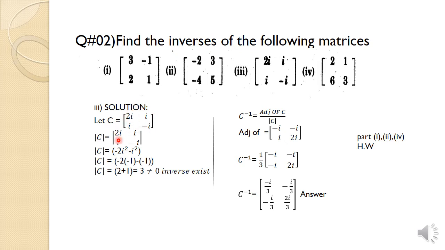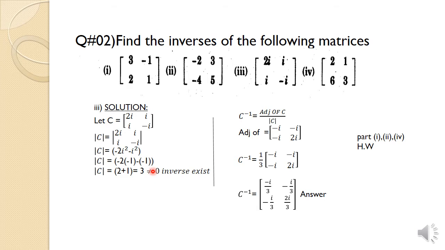Matrix C is equal to [2i, i; i, -i]. How do we take the determinant of a 2 by 2 matrix? Formula AD minus BC. So 2i into -i, and i into i, but the formula is AD minus BC, so here is the minus of the formula. The value of i squared is -1. So -2 into -1 gives plus 2, and i squared is already -1, so -1 into -1 gives plus 1. So 2 plus 1 is 3.